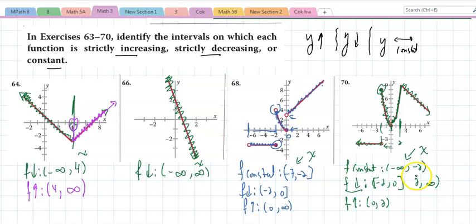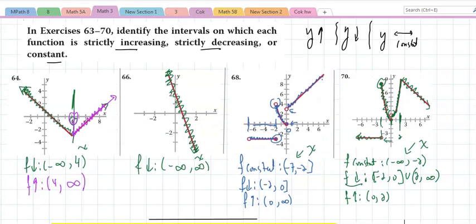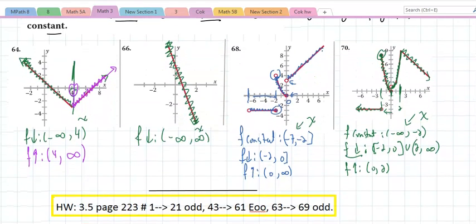If you have more than one interval, don't you use a union? There it is. And there's your homework on that list.